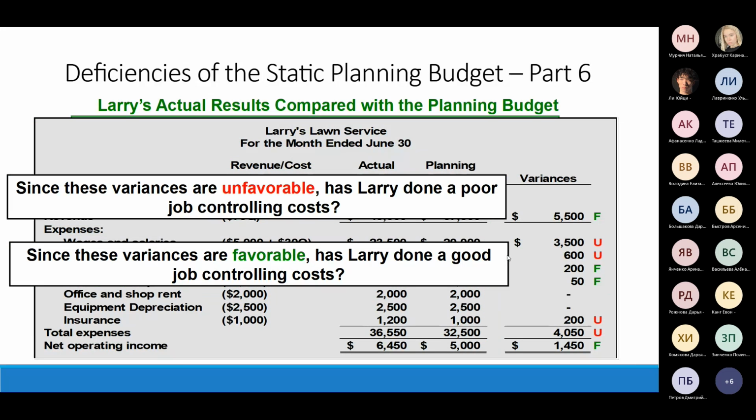Since these variances are unfavorable, has Larry done a poor job controlling cost? And since our green marked variances are favorable, has Larry done a good job controlling costs? How do you think? Is it good or bad to have favorable variances, for example, for revenue and unfavorable for cost?